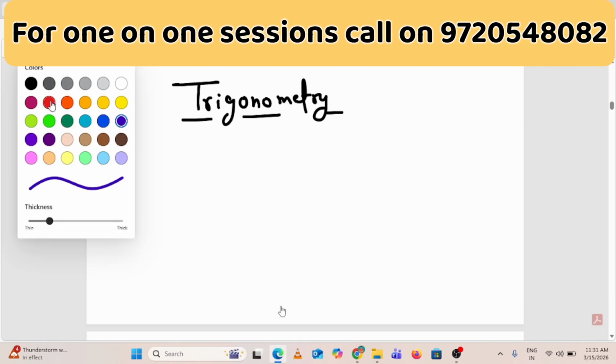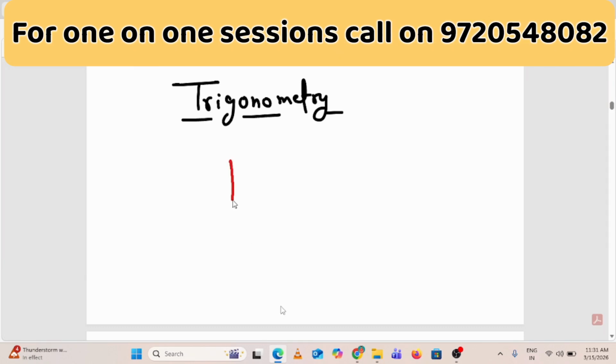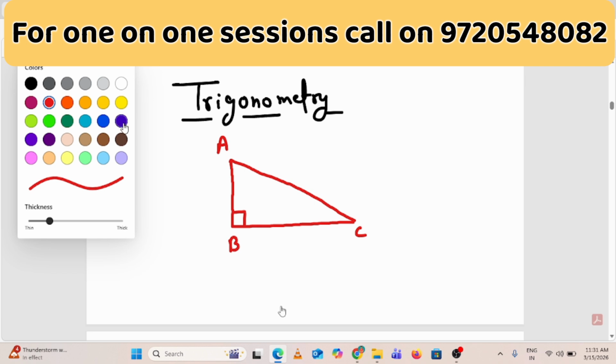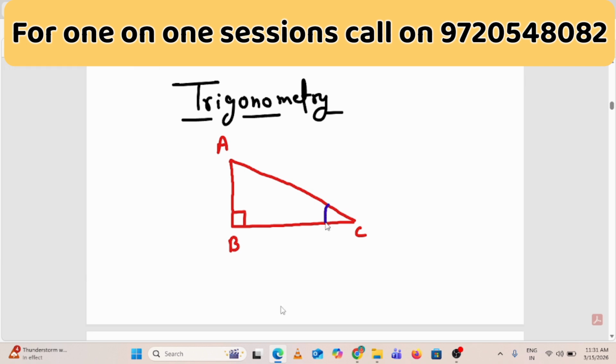So in trigonometry, first we need a diagram, that is a right angle triangle. This is your 90-degree. Let's say your vertices are A, B, and C, and let's say I'm talking about this angle C. Let's say this is X degree.